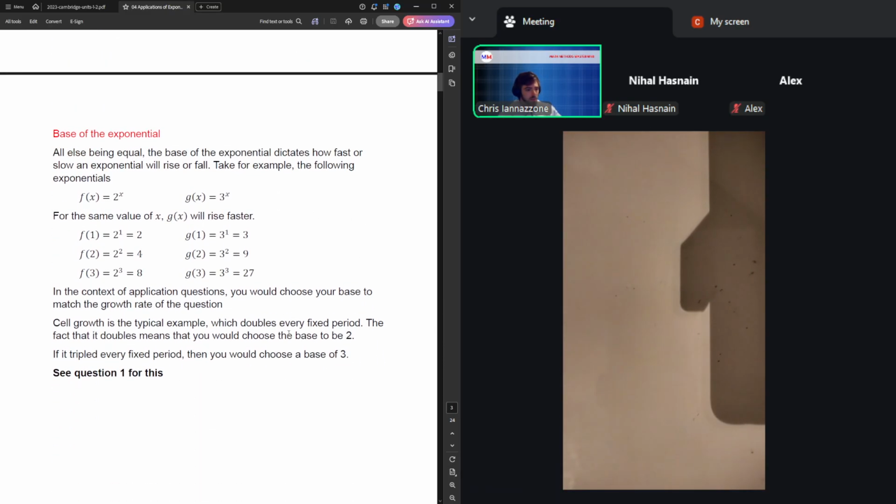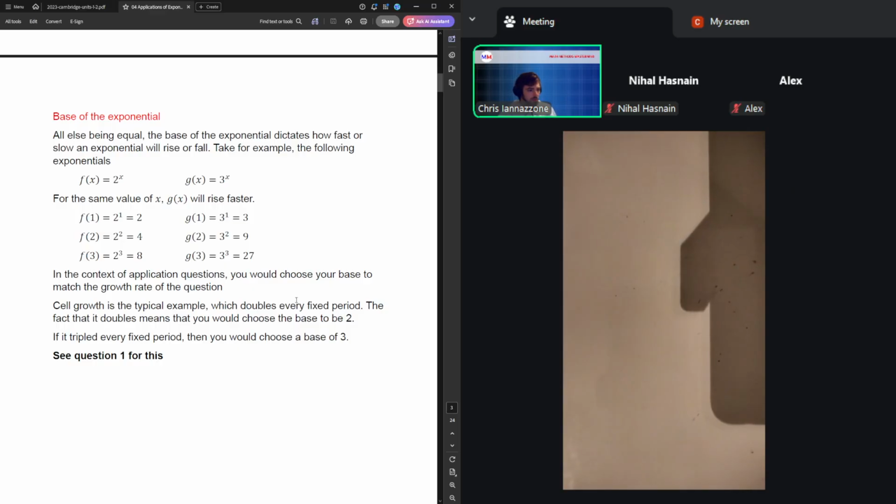But okay. Next up, the base of the exponential. We're setting the base here. How do we choose what to set that? Well, if we think about what the base of the exponential actually does, it is the number by which we are repeatedly multiplying. All right, it's effectively like a growth factor that's going to choose or determine how fast it'll rise or fall.